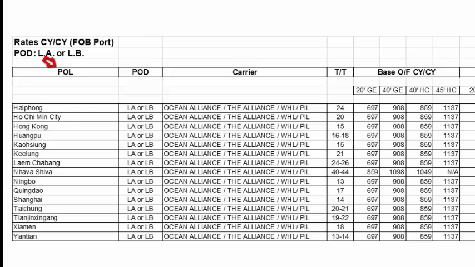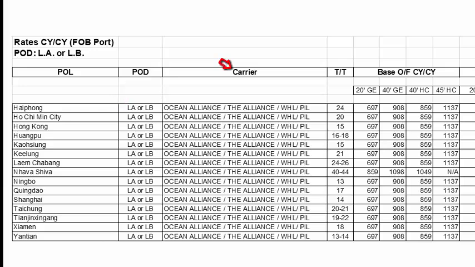POL, port of loading. So this importer clearly has vendors in places like Haiphong, Ho Chi Minh City, Hong Kong, Huangpu, and down the list we go. These are the origin ports, the ports of loading. POD typically stands for port of discharge. Sometimes it means proof of delivery. That's another logistics term that is out of place here. POD in the ocean world is port of discharge. Here it clearly says either LA or Long Beach. They are different ports, but they're right next to each other.